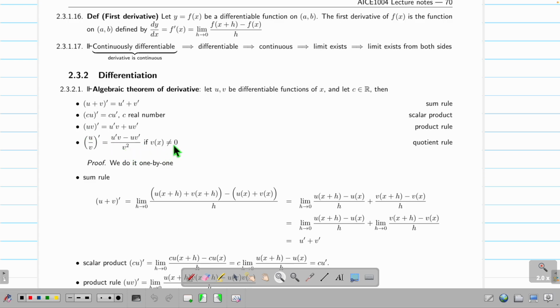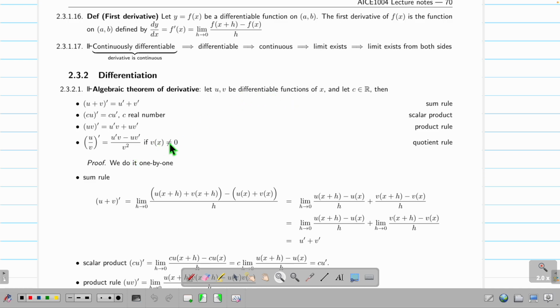v cannot be 0 because we cannot divide by 0. v itself, can it be 0? Of course it can be 0. If v is a 0 function, that means it's a constant function, everywhere is 0. Is it differentiable? Yeah, it is. So this is true, right? There's nothing saying that v cannot be 0.